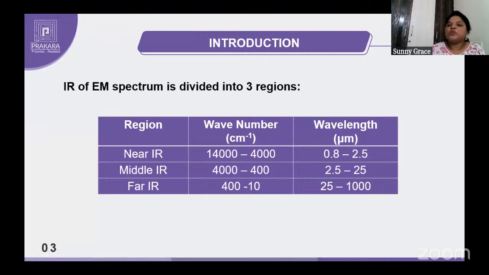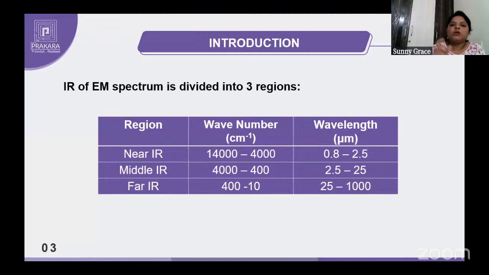And the group frequency region ranges from 4,000 to 2,000 centimeter inverse, where you will be knowing about the aliphatic nature or unsaturation if it is present, what is the arrangement of the CH bonds that is present in our molecule. You will get to know about that. That is the reason why it is known as group frequency region.